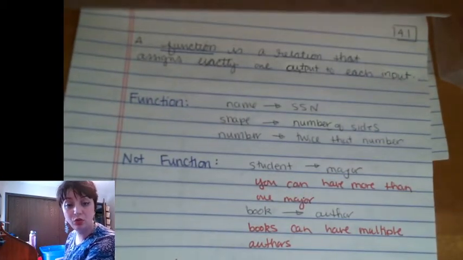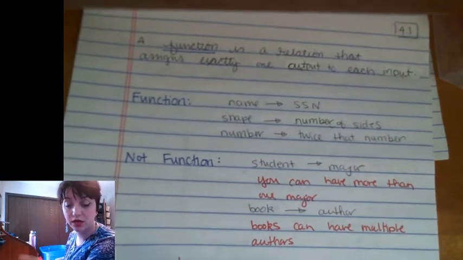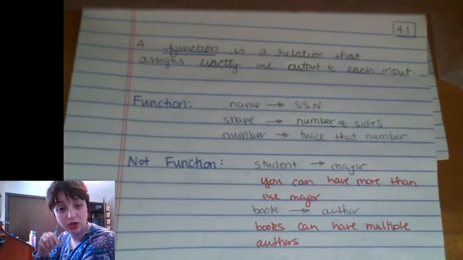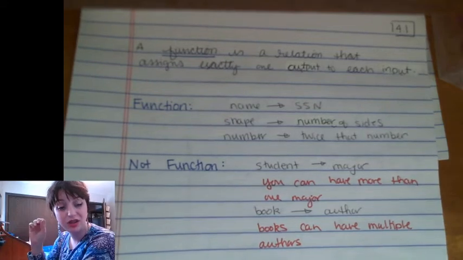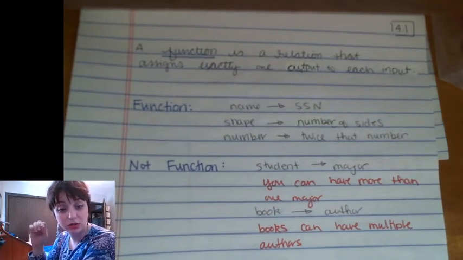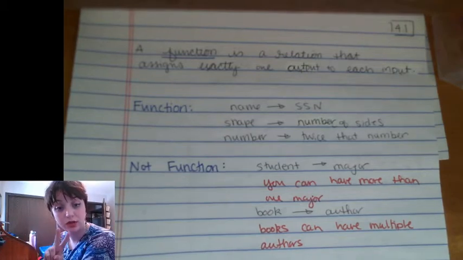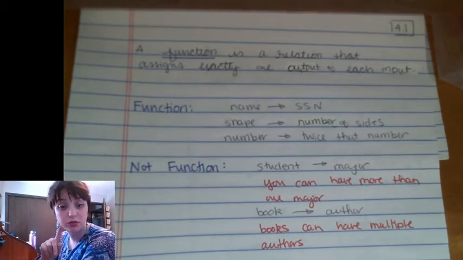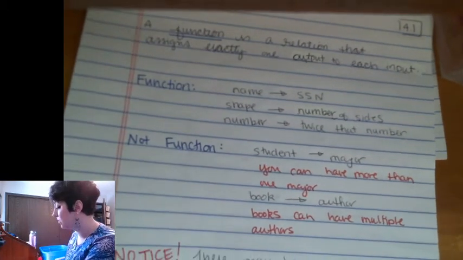Functions have one output to each input. So there's only one thing that comes out when you put something into your machine, but there may be more than one way to get to a certain output, like the squaring function. There's two different ways to get to the number 4, both positive and negative 2, but when I square 2, only 4 ever comes out.